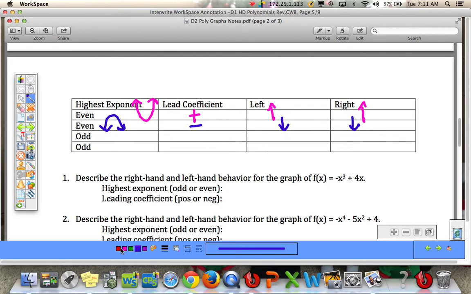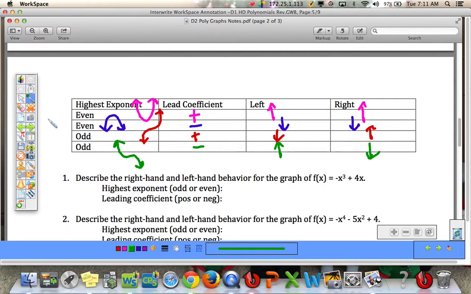Now, if it's an odd function and the lead coefficient is positive, I call it the bendy straw. That's what my fifth hour calls it. Think about drinking up the straw. So the left-hand behavior is decreasing, but the right-hand behavior is increasing. So drink up the straw. If it's negative, it flips. So think about backwash or spitting out your fluid. So it's leaving your straw if the lead coefficient is negative, which means we start up or increasing on the left-hand side, and it decreases.